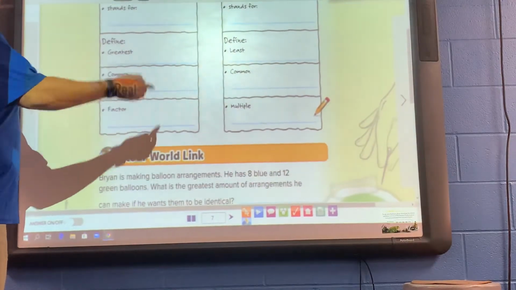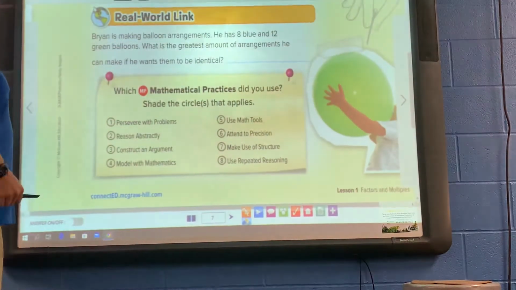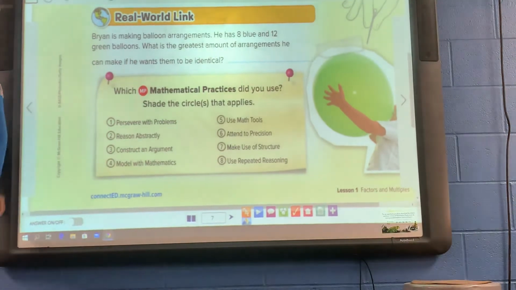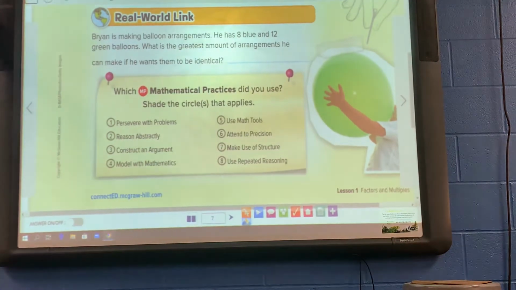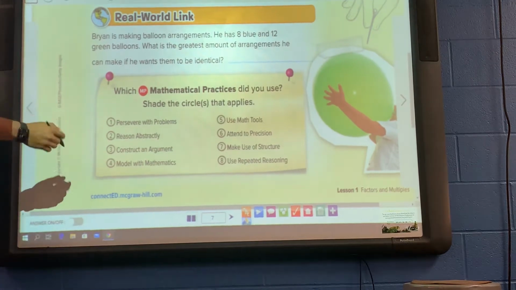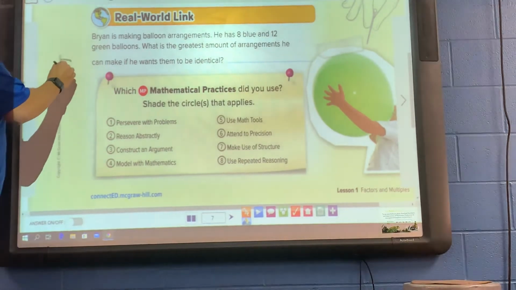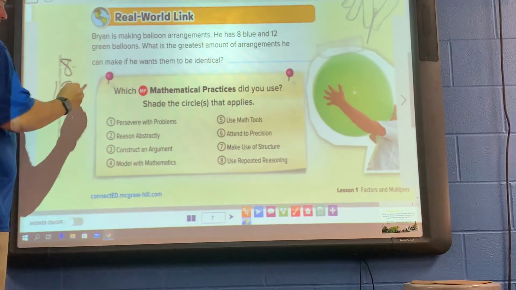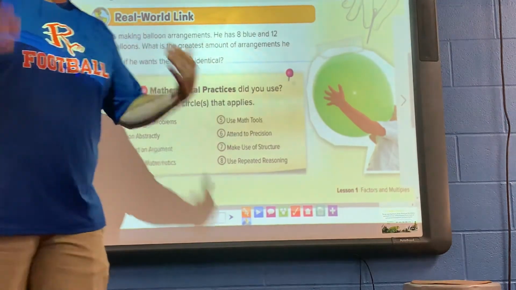So once you've done that, I want you to go down here and we're going to do the real world link together. So Brian is making balloon arrangements. He has 8 blue and 12 green balloons. What is the greatest amount of arrangements he can make if he wants them to be identical? So Brian, he's got 8 blue and 12 green. So on this one, we're going to go ahead and find the greatest common factor. So to do that, we're going to list them out.